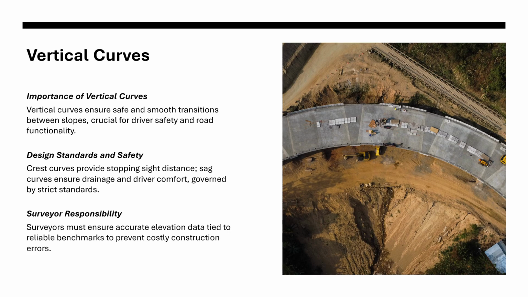Now, vertical curves smooth our transition, and their parameters are not arbitrary. For example, crest curves must be long enough to provide stopping sight distance, while sag curves must accommodate proper drainage and driver comfort. These standards are not supposed to be optional. They're not always followed, but they're not optional.